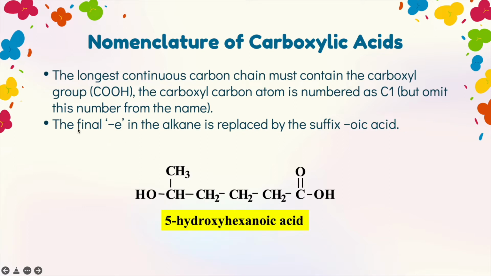And then the final E in the alkane is replaced by the suffix oic acid. The carboxylic acid name is the only name where you have to put a space. We don't put spaces in naming except for carboxylic acid: oic space acid. And here at carbon number 5, you have a hydroxyl group. So the name of this compound is 5-hydroxyhexanoic acid.